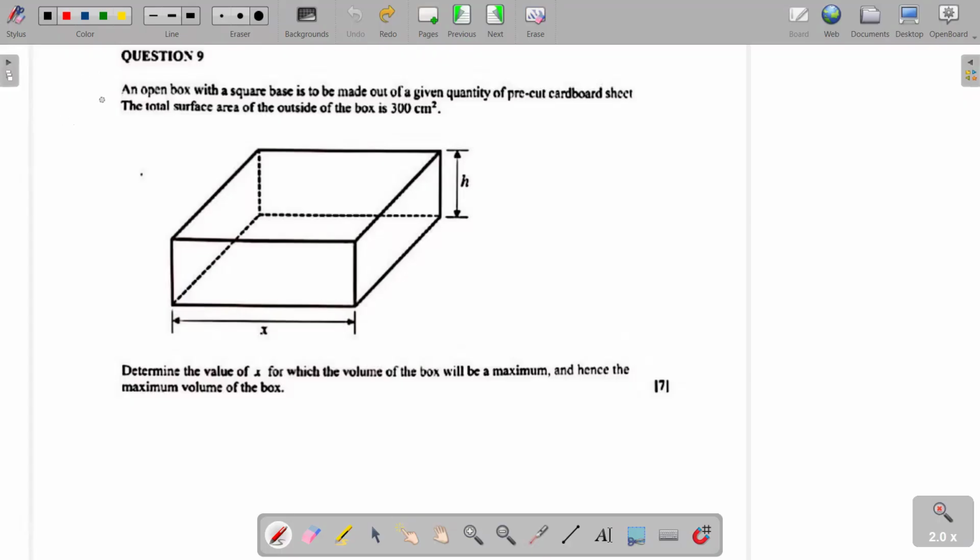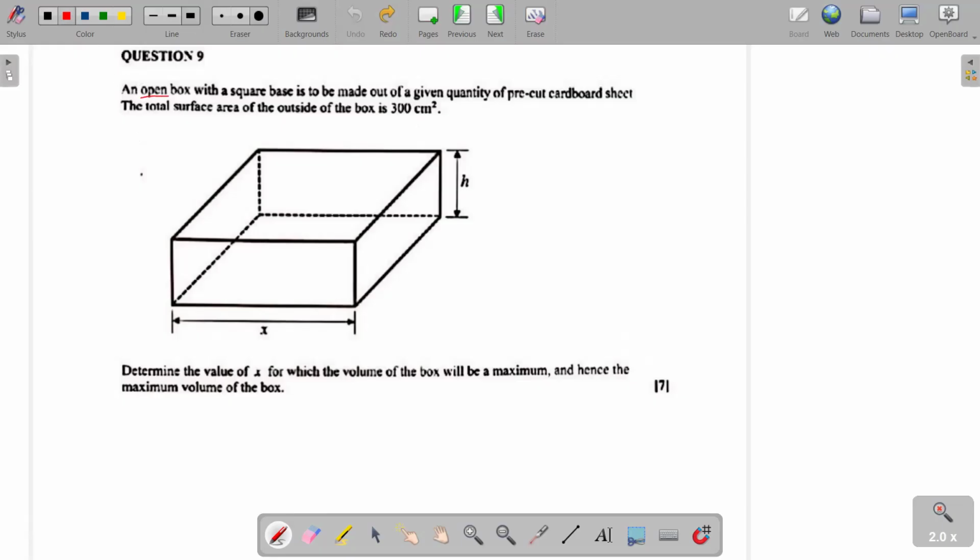The question reads: an open box with a square base is to be made out of a given quantity of precast cardboard sheet. The total surface area of the outside of the box is 300 square centimeters. An open box with a square base. We are saying an open box, which is number one, which you are supposed to take note of.